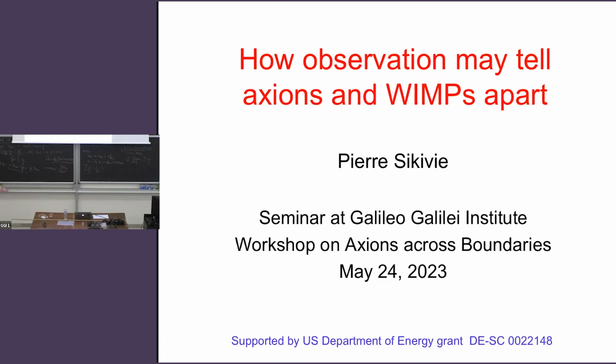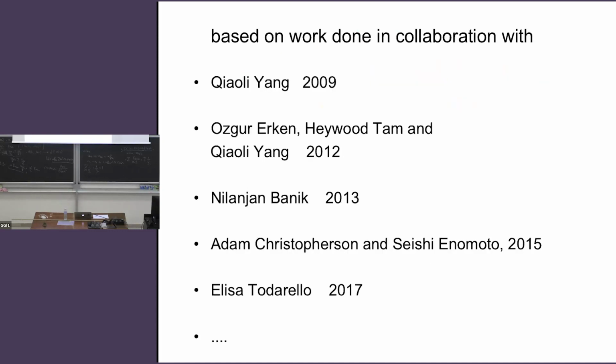So my title is How Observation May Tell Axions and WIMPs Apart. It's a topic I've been interested in for a number of years. I've listed here some of the collaborators, including Elisa, and actually some more, but the work I'm going to talk about stops with Elisa. Feel free to ask questions at any time.